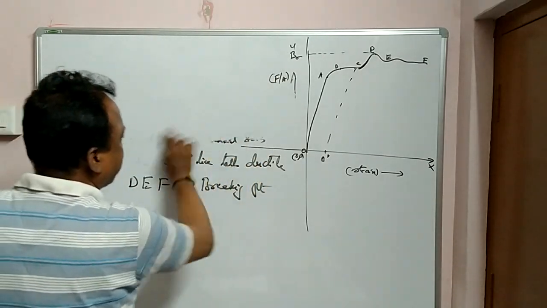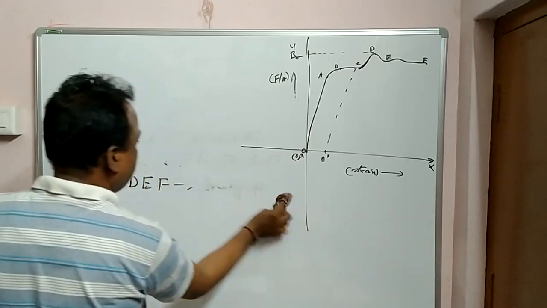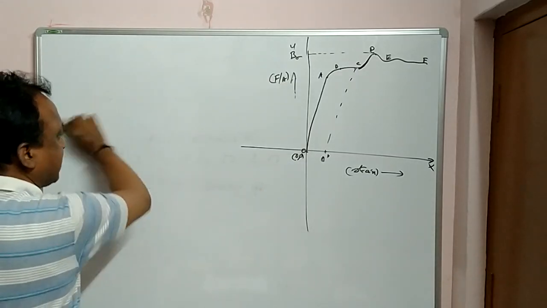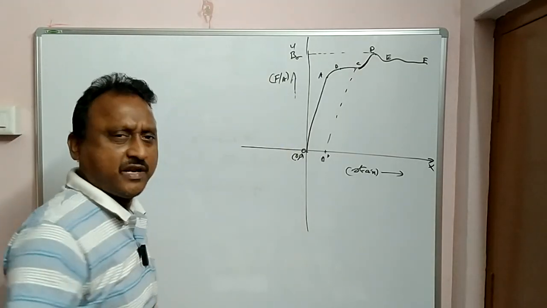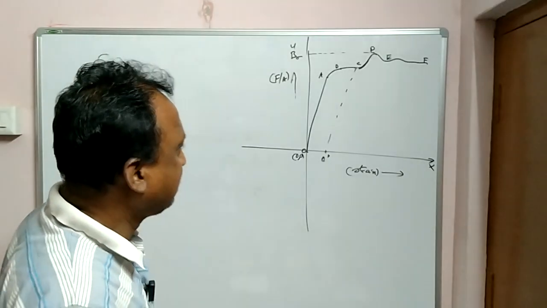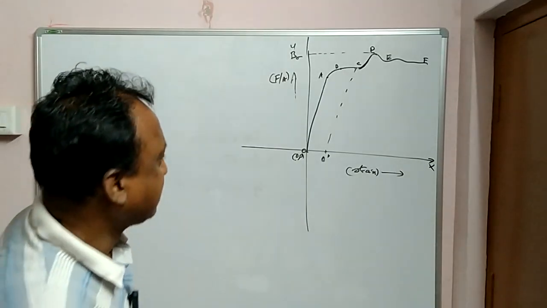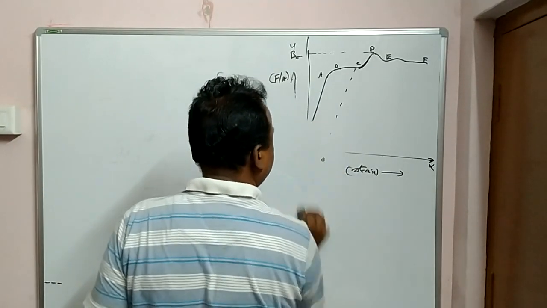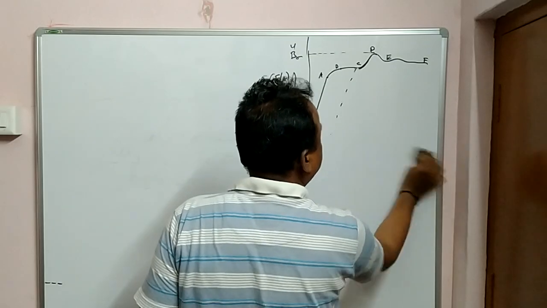Let us learn some more terms. Just now I told you about ductility. The stretching property of a material is called ductility. I'll rub out this graph. The graph is also over now. No need of the graph now.